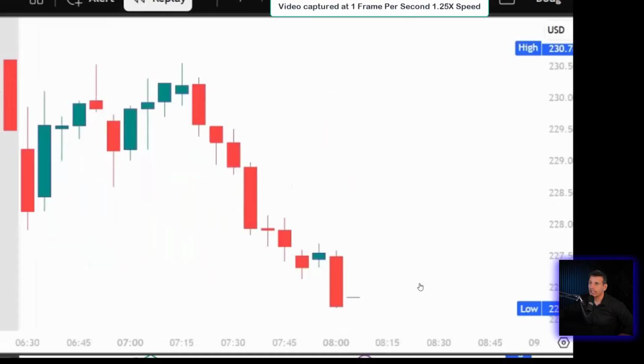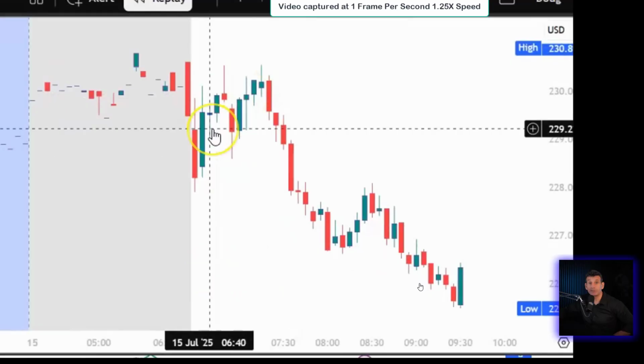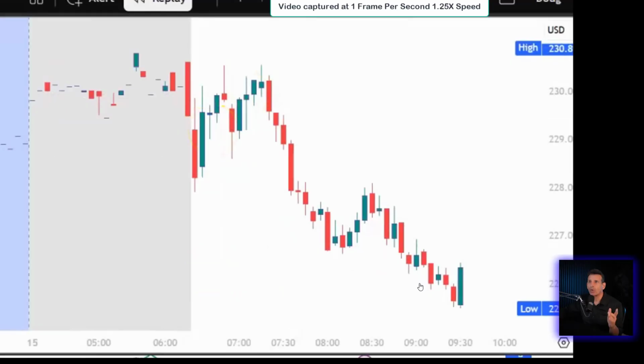And the answer is no. Lulu continues to go down practically the entire day. It's almost the reversed inverse relationship to ARM. Why is that? It's all from the daily.